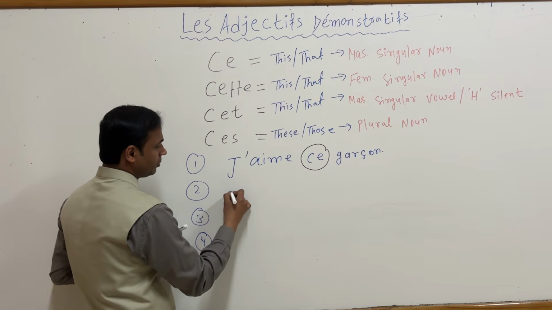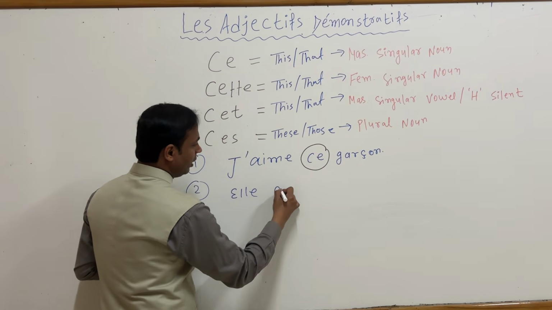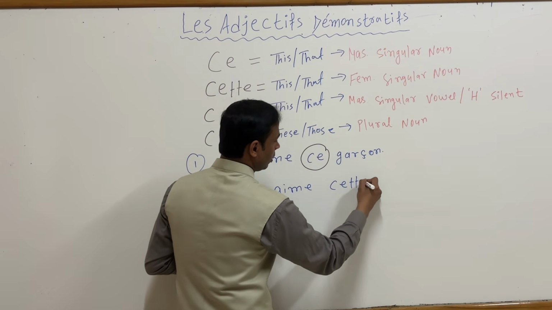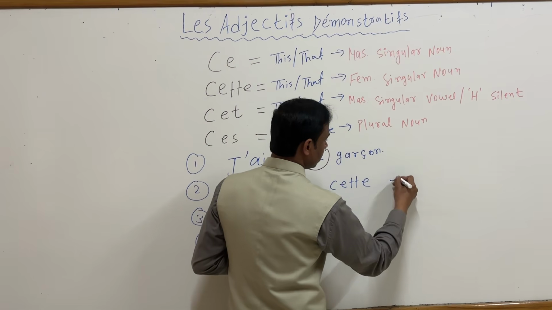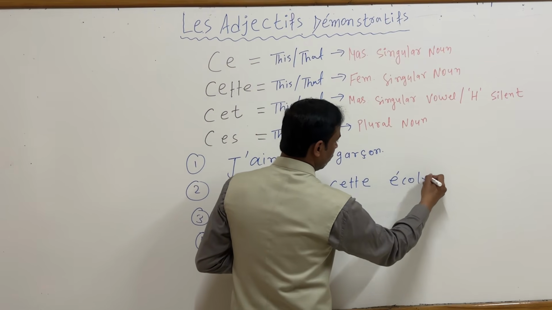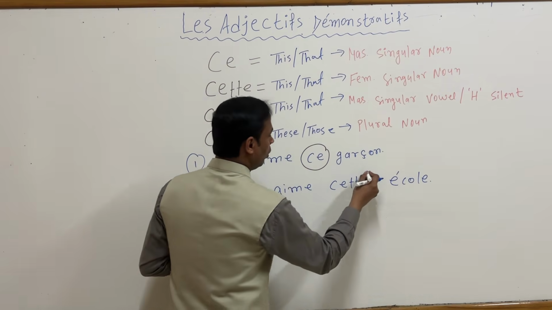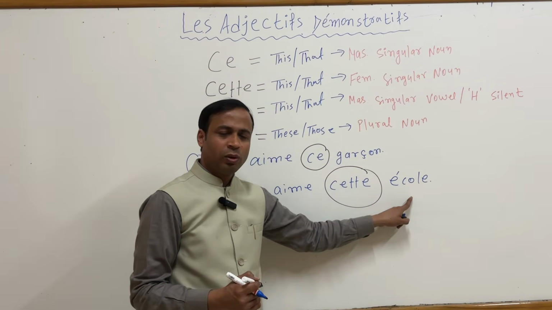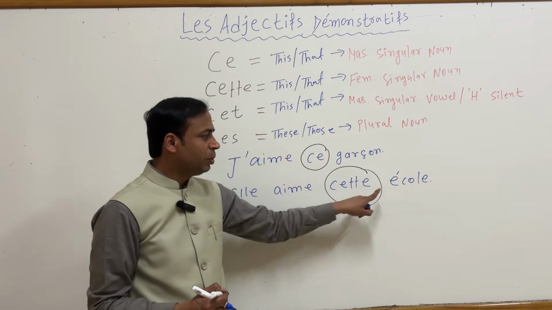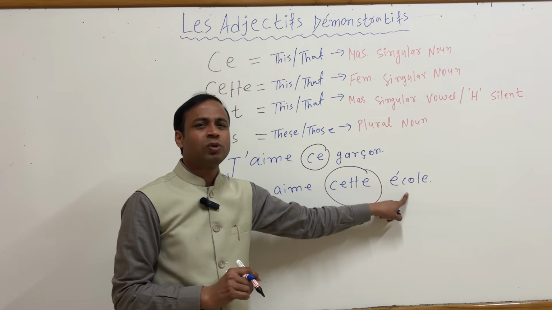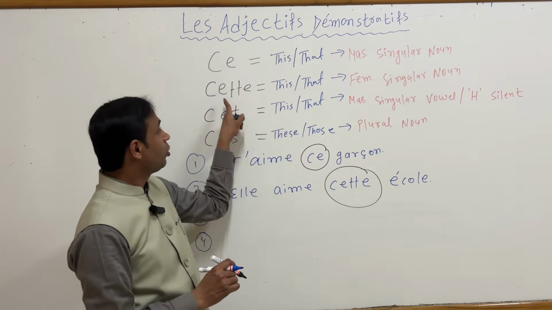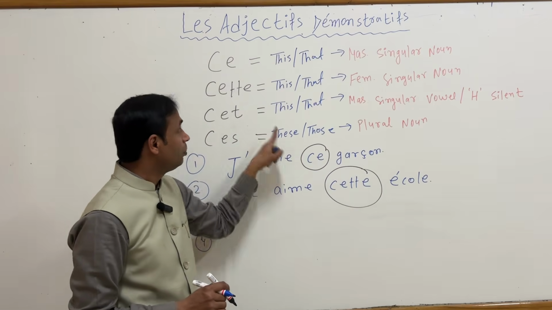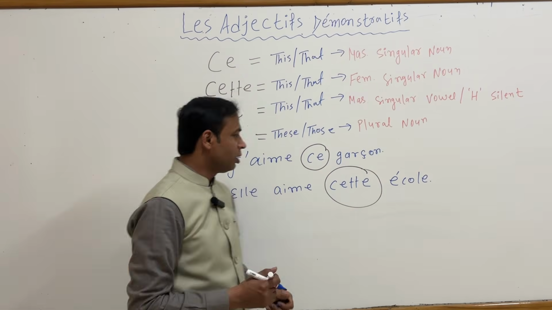We can also write elle aime cette école. Elle aime cette école. Yes, I have used cette here. She likes this school, okay. So why have I used cette here? Because école is a feminine singular noun, okay. So for a feminine singular noun we have to use cette, okay. And for garçon we have used ce, because ce will be used before a masculine singular noun, okay.